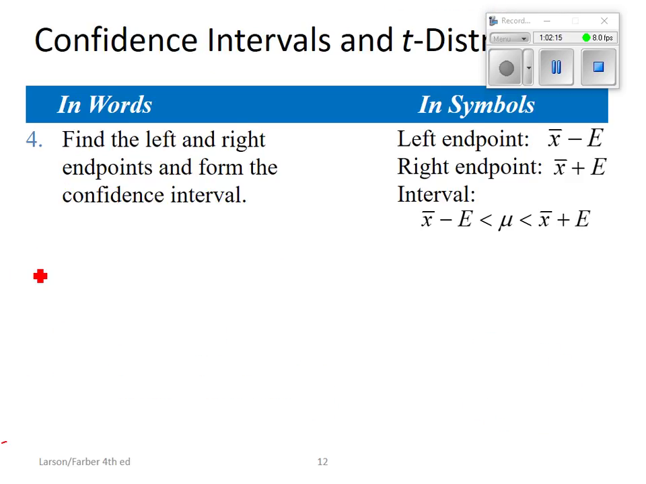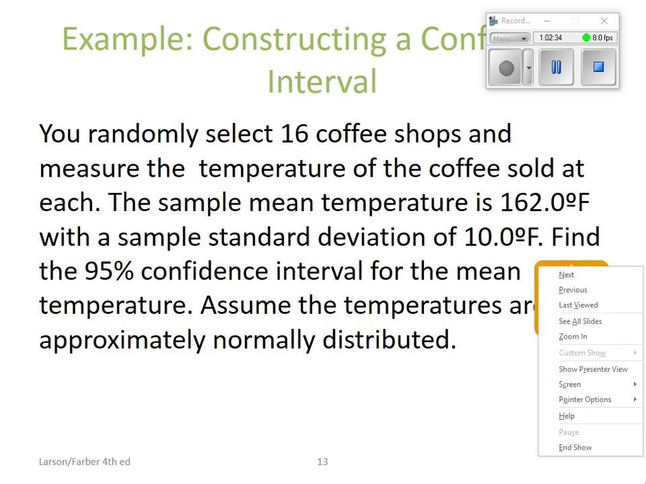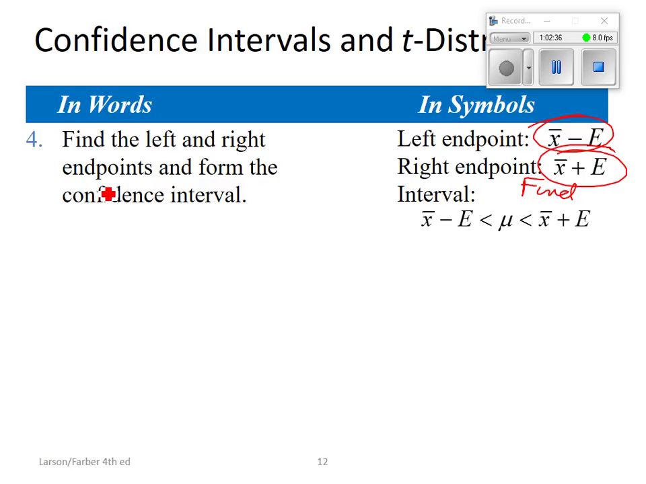Next, you're going to find the left and the right, and all you're going to do to find the left and the right, subtract the margin of error from the mean, add the margin of error to the mean. So find those two. That's it. I thought there was one more step. I guess then you just put it in your interval.